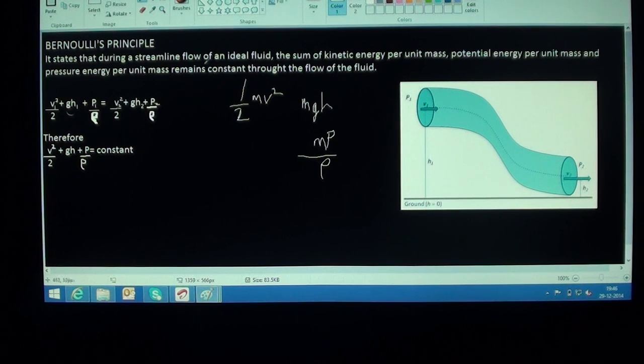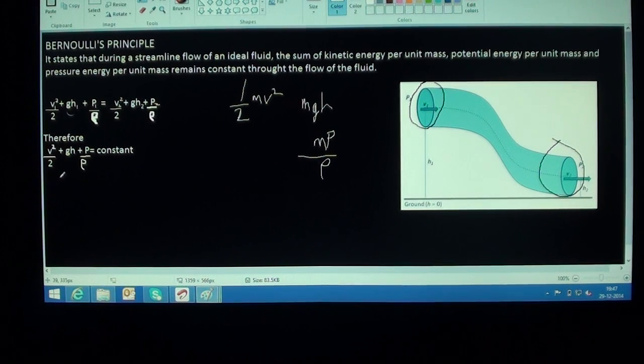Because of Bernoulli's principle, you can equate the sum of kinetic energy, potential energy and pressure energy at this place and at this place. So you get V1 square by 2 plus g h1 plus P1 by rho is equal to V2 square by 2 plus g h2 plus P2 by rho. Since the mass is constant, it can be taken out common and cancelled. You get V square by 2 plus g h plus P by rho is equal to constant. This is called Bernoulli's principle.